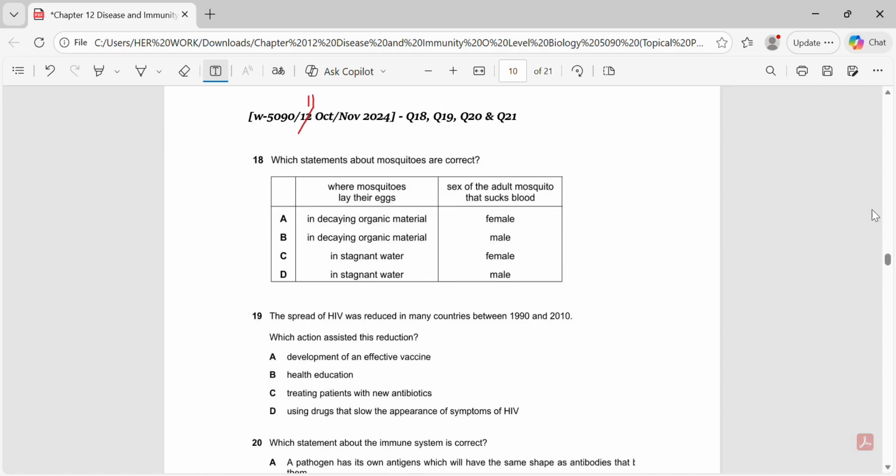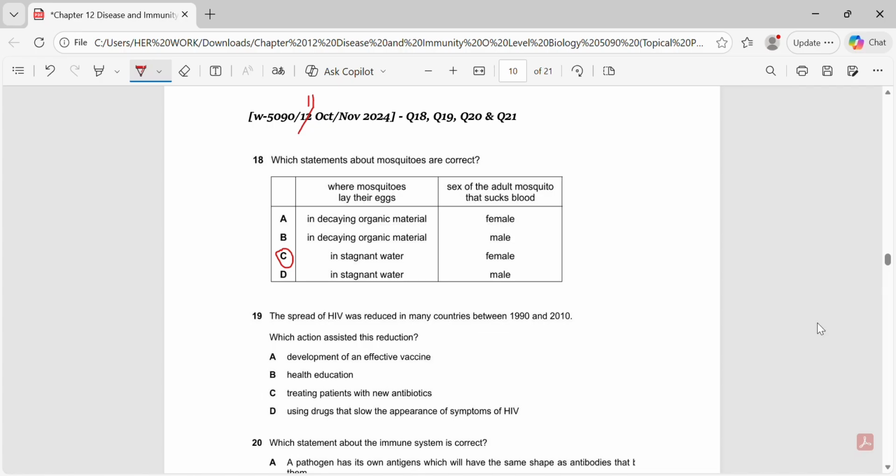So, we are back onto paper 1 questions. So first, the question is, which statements about mosquitoes are correct? About where mosquitoes lay their eggs and about the sex of the adult mosquito that sucks blood. The correct answer is C, in stagnant water, female. Mosquitoes lay their eggs in stagnant water, not decaying organic matter. Only adult female mosquitoes suck blood because they need the protein from blood to develop their eggs.